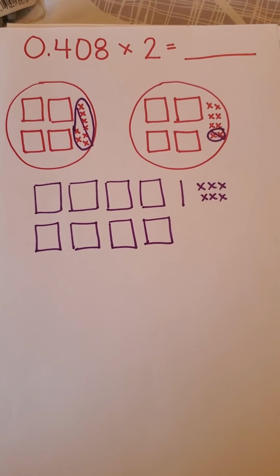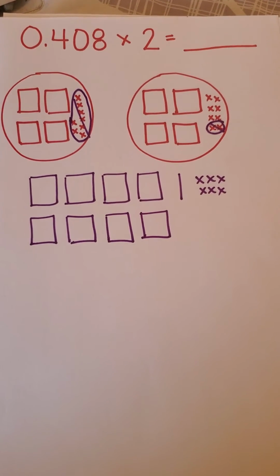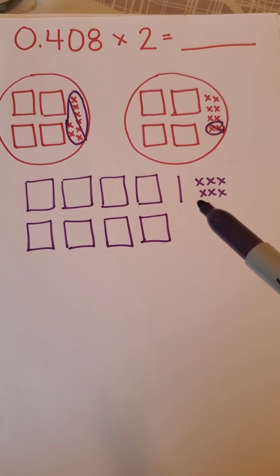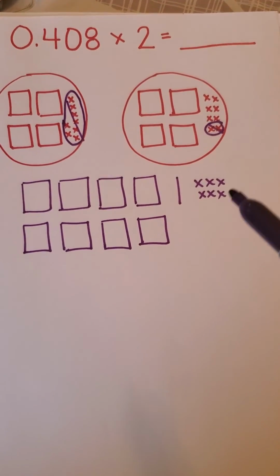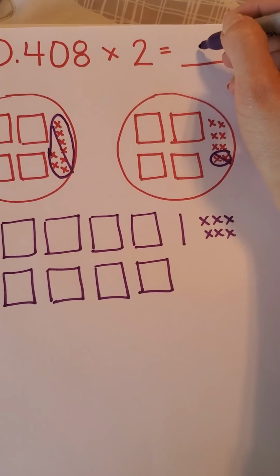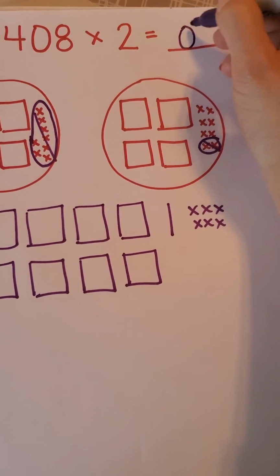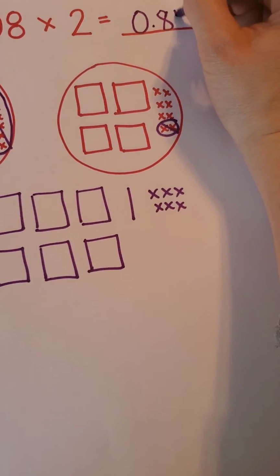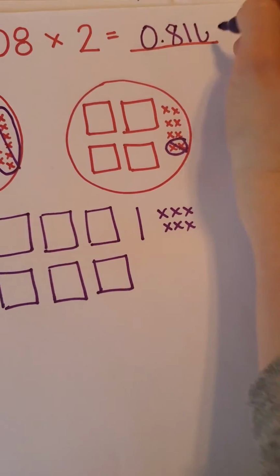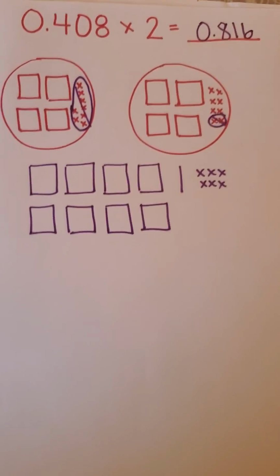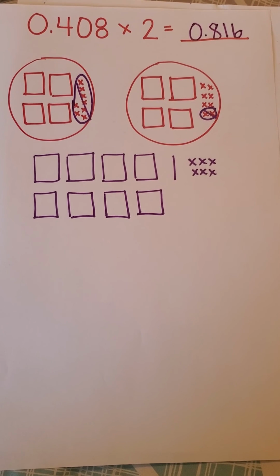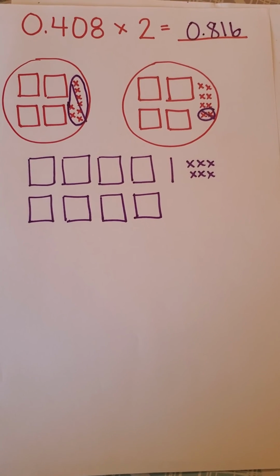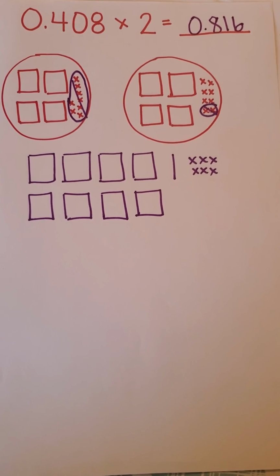So I now can turn this into a number rather than just a picture. So I have 8 tenths, 1 hundredth, and 6 thousandths. So I'm going to write my answer up here. So 0 and 816 thousandths. And that's the answer for the last one in question 1, in part 1.